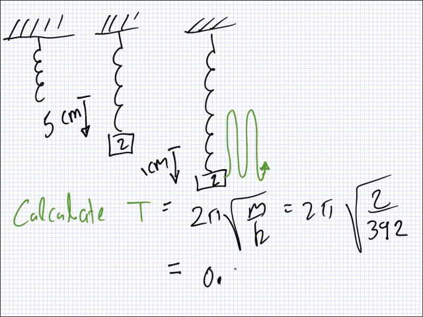How did you get yours? What did you do wrong? I did 2 times 9.81. Ah, you used the weight, not the mass. Okay. What is it? 0.4487. So the weight is not used in the time period. Yep, that's what I said.